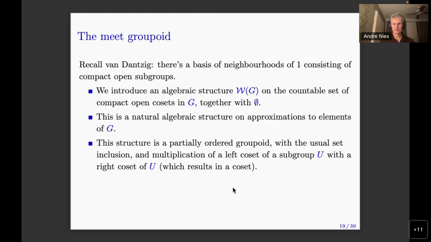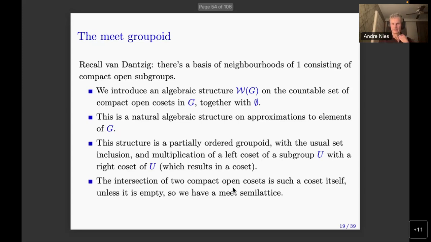I'll give you more detail, but just keep in mind, I'll tell you what a groupoid is. It's a natural groupoid that's also a meet semilattice, actually. Because if you take two cosets, the intersection is again a coset unless it's empty. And of course, compact openness is preserved. So you have a meet semilattice here. So a lot of structure, but in exchange, it's now countable.